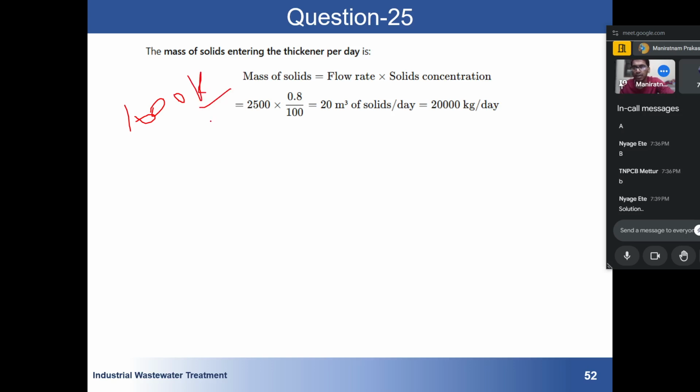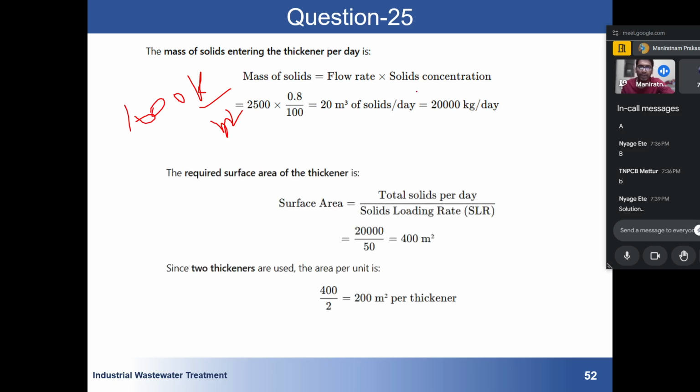The density should have been mentioned in the question. It will be around 1.1, because 1000 is the density of the water. This is not the density of the solid or sludge. But for this question we have assumed it is 1, so the solid is 20 into 1000, that is 20,000 kg per day.